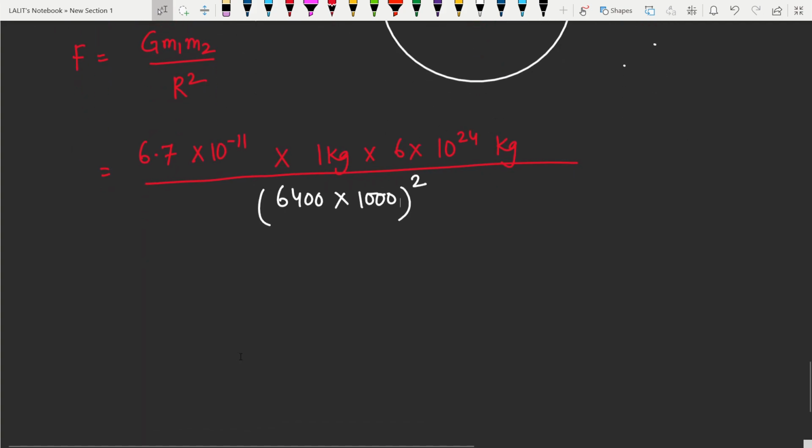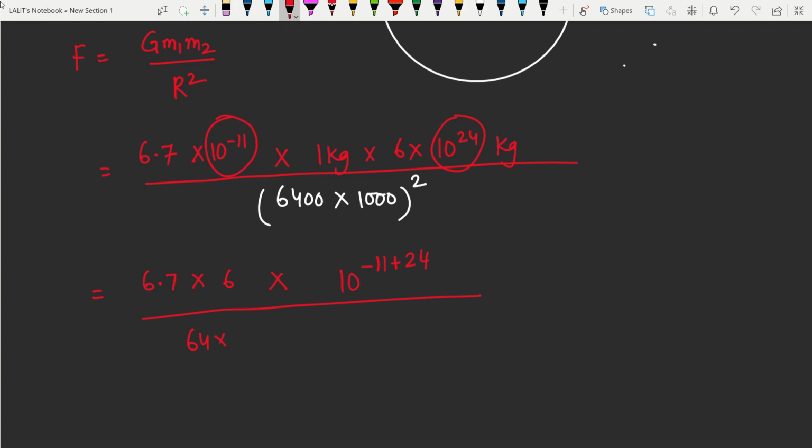Let us solve it now. This is 6.7 into 6 into 10 power of minus 11, 10 power of 24. So it is 10 power of minus 11 plus 24, whole divided by, I can write this as 64 into 64, multiply. Here 2 zeros, here 3 zeros. So 10 power of 5 whole square. Okay. So this is 6.7 into 6 divided by 64 into 64 into 10 power of 24 minus 11 is 13, minus 5 square is 10. So we get 10 power of 3.